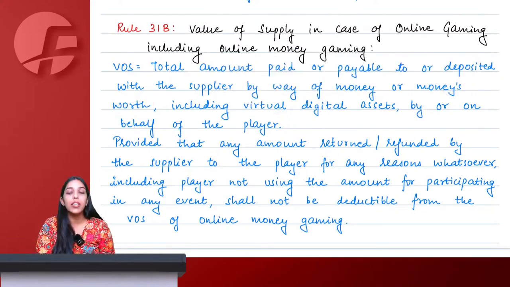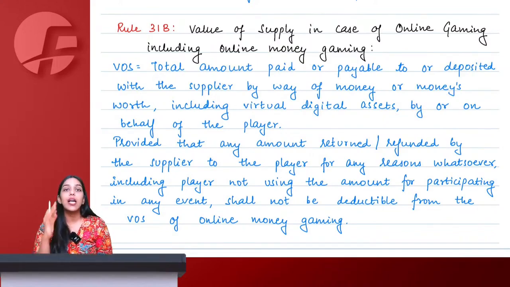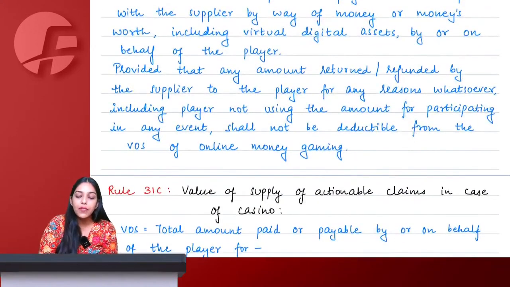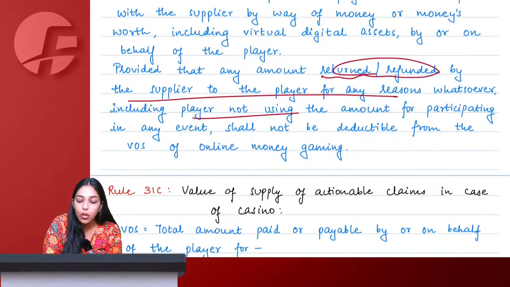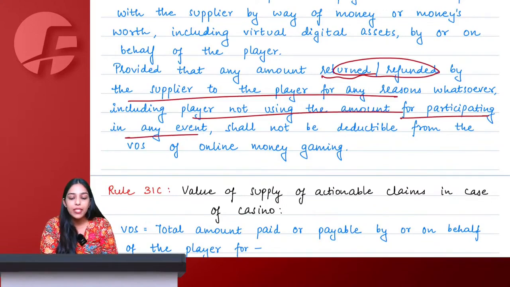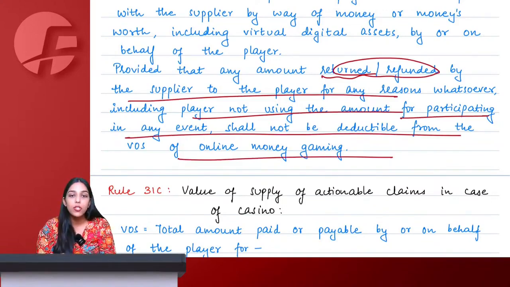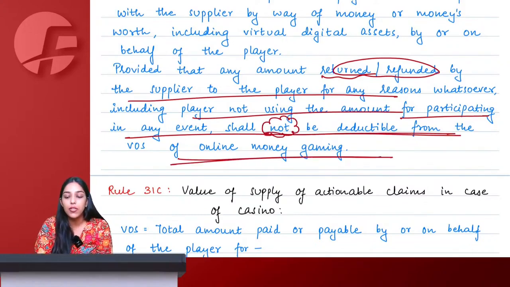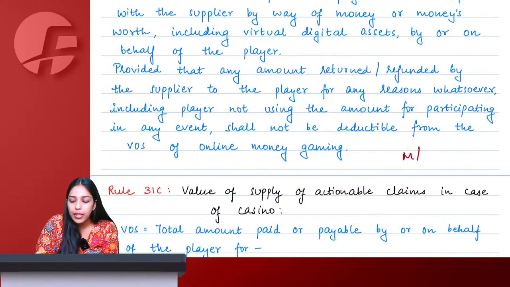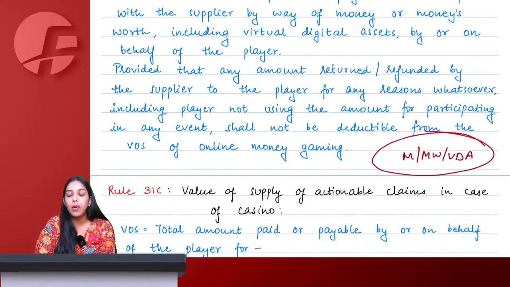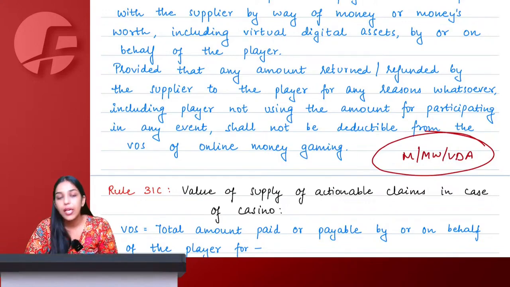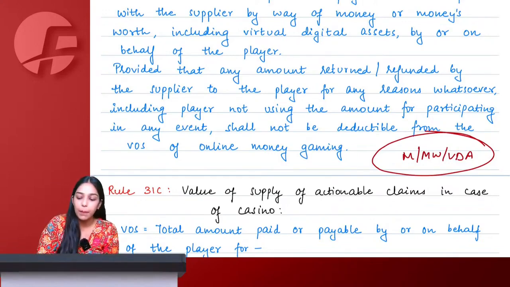Let's say some amount remained unutilized. I was not able to use the entire amount in the game. Therefore, I took a refund of some amount. Doesn't matter. Still, once you paid in the game, it becomes applicable to GST. So even if some amount is returned or refunded to the player, for any reason, let's say the player did not participate in the game and therefore we are returning the amount, then also this shall not be deducted from the value of supply and it will still be considered as value of supply. So whatever money's worth or virtual digital asset are deposited in the game by the player, the entire amount is known as value of supply, and the entire amount is going to be taxable under GST.